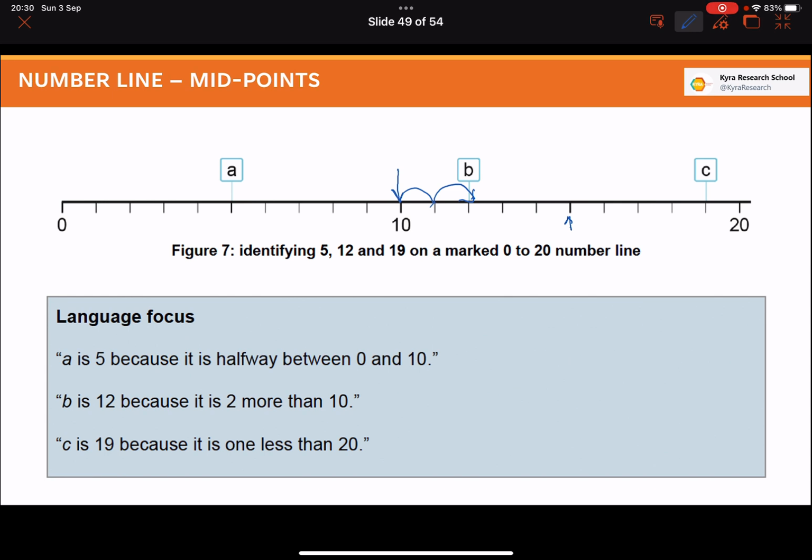And then C is 19 because it is 1 less than 20. So really trying to get the children to understand that they can work backwards on that number line as well as starting at 10 and counting on. So can they count back as well as count on? It's that idea of efficiency to support fluency.